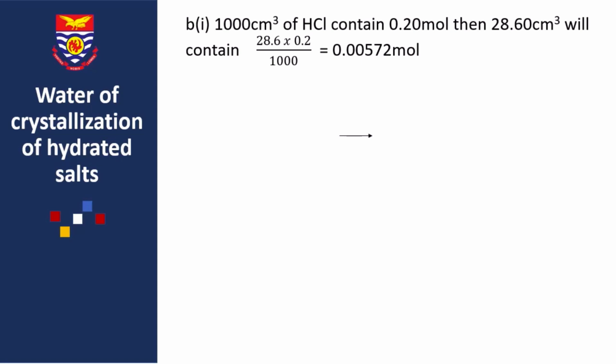moles. So it is this volume of the acid, 28.60, that reacted with the volume of the hydrated salt, that is the 25 cubic centimeters that was used. So this volume as against that volume. So we are going to find the corresponding moles of the hydrated salt in that small volume. Then now we take it to the big volume.